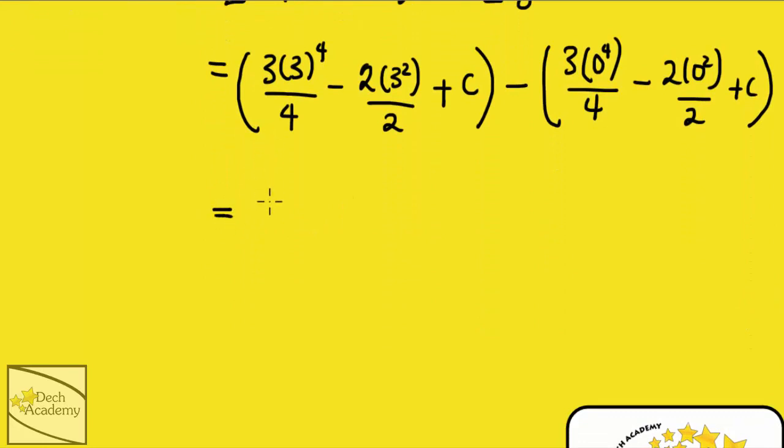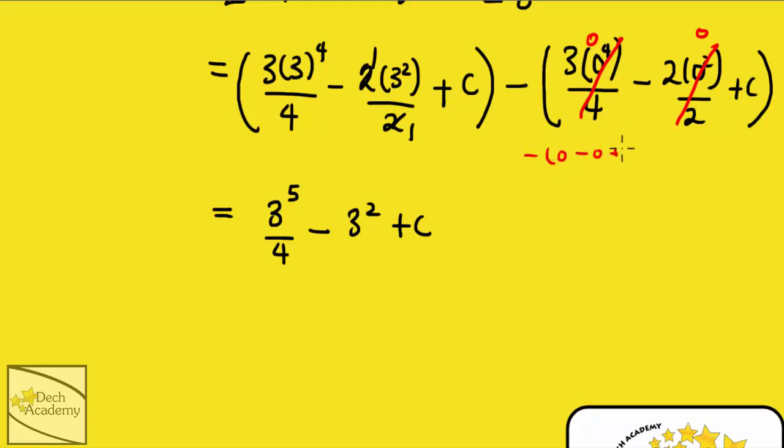This gives 3 to the 5 over 4 minus 3 squared plus c. And then let's see what happens in this expression. 0 to the 4 is 0. So 0 times 3 is 0. 0 over 4, 0. So this goes to 0 minus 2 times 0 squared. 0 squared is 0. 2 times 0 is 0. 0 divided by 2 is 0. So this goes to 0. So we're just left with the arbitrary constant. So essentially what we have here is minus 0 plus c, which is the same thing as minus c.